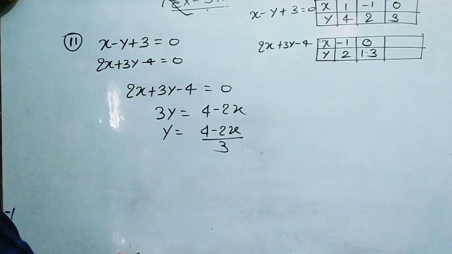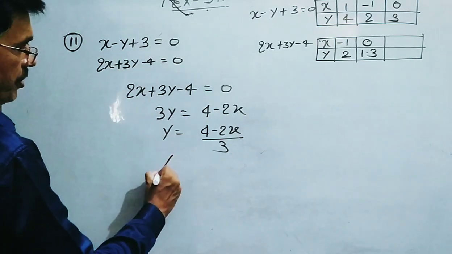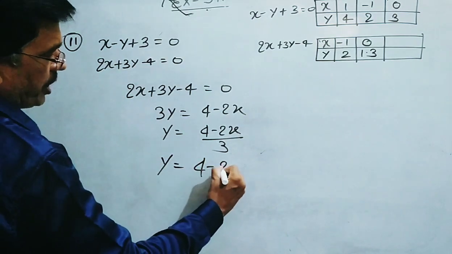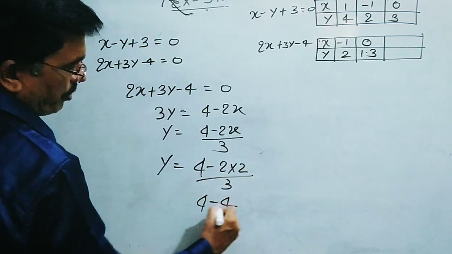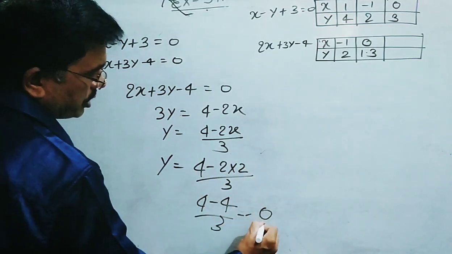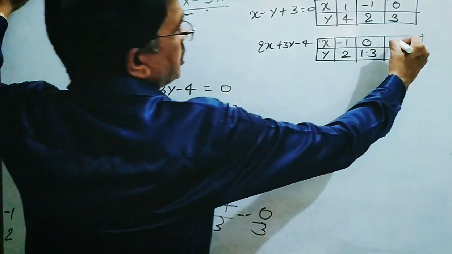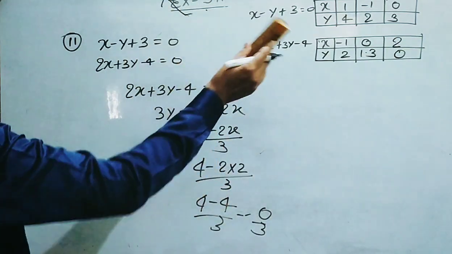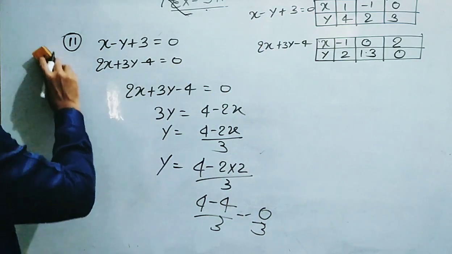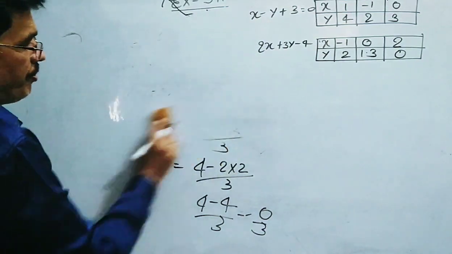you write here x is equal to 2, y = (4 - 2 × 2)/3. So 4 - 4 is 0, divided by 3. When you write x is equal to 2, then y is equal to 0. So there are two equations, you find minimum 3 values, and now you draw the graph.